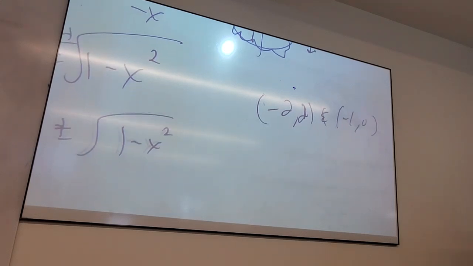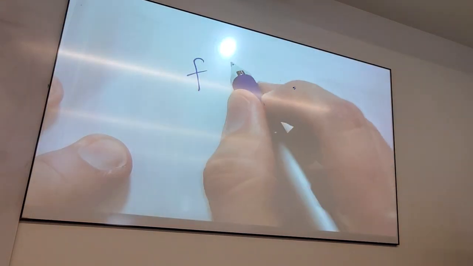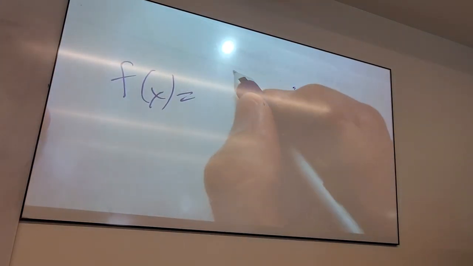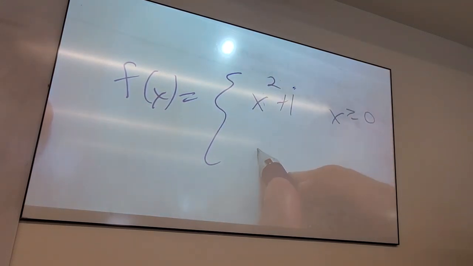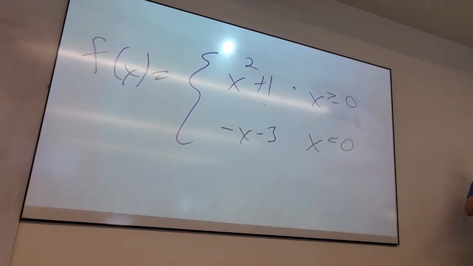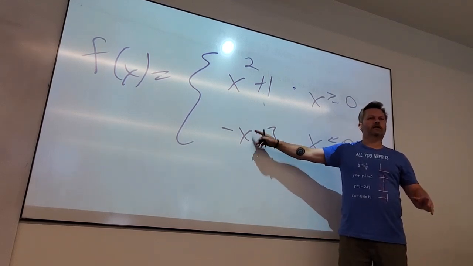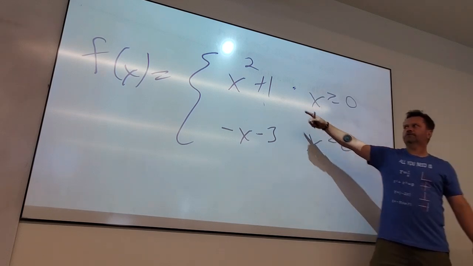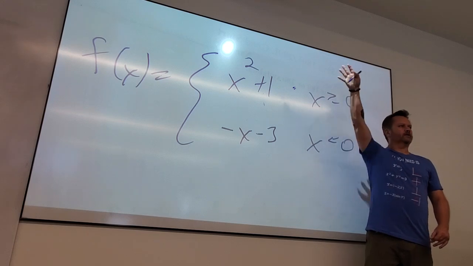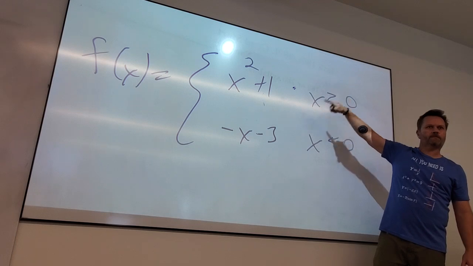So what does a piecewise function look like? If I define f of x equals, it looks like this, for example. Do you see how it's defined in pieces? When is my input going in here? When am I going to use this? When my input is negative. And when am I going to use this one? When I'm 0 or positive. You see that? So your answer should end up in this form.